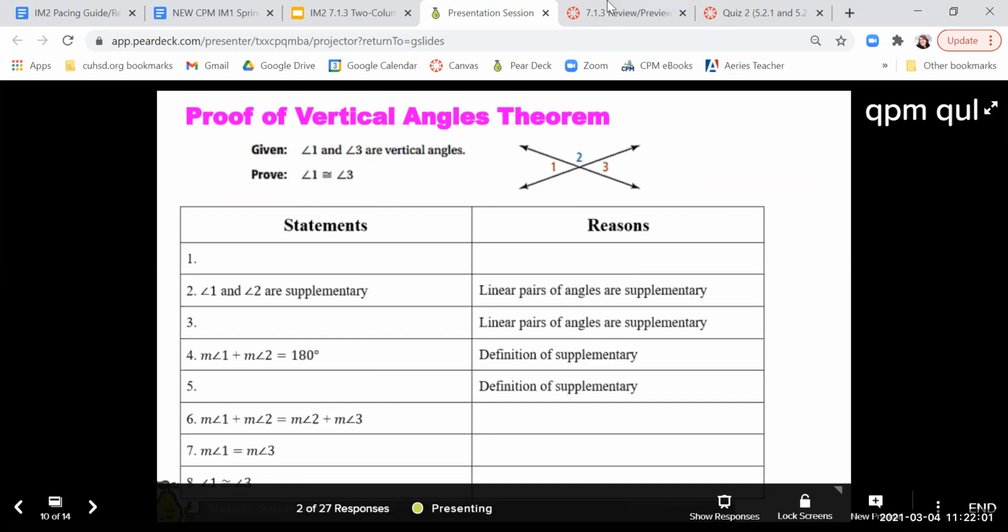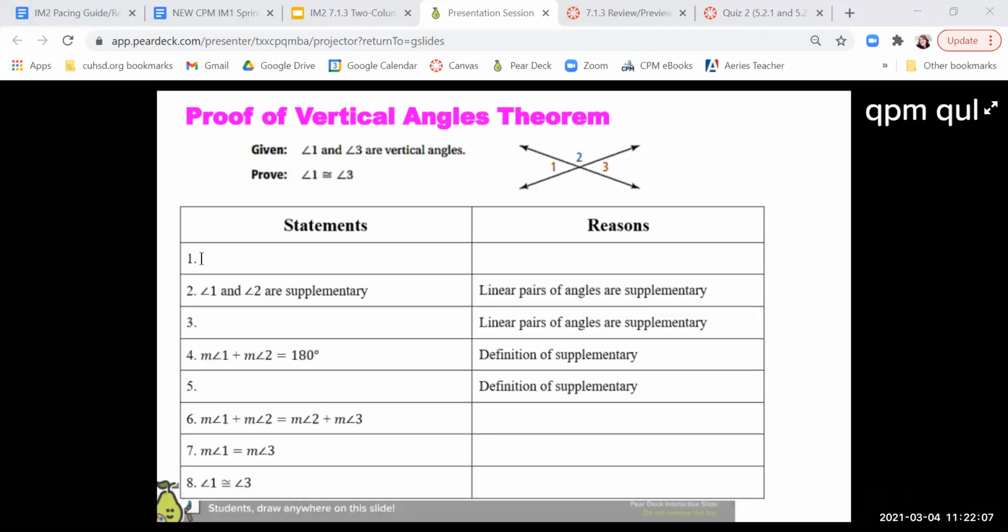Okay, so looking at the structure of this proof, of course, we always want to start with what we're given. So we are given this diagram with angle 1 and angle 3 that are vertical angles. We establish what vertical angles are or look like using this. And that is given. And now we work our way through the argument. So step 2 says that angle 1 and angle 2 are supplementary. So let's look. Angle 1 and angle 2 are supplementary.